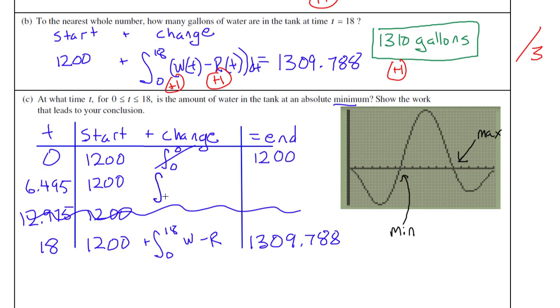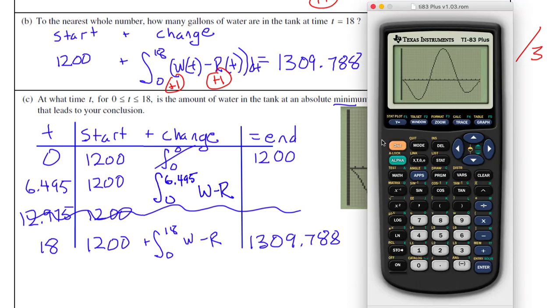This is going to be the integral between 0 and 6.495 of capital W minus capital R. Let's do that on our calculator. So let's get out of this. I'm going to do 1,200 plus math 9 of our vars, enter 3, our y3 function with respect to x from 0 to 6.495.